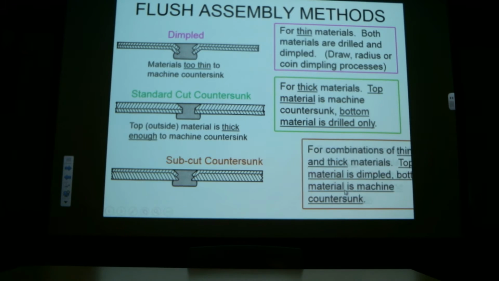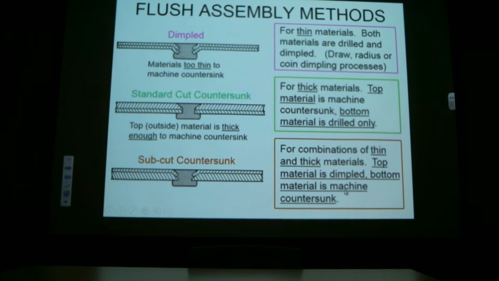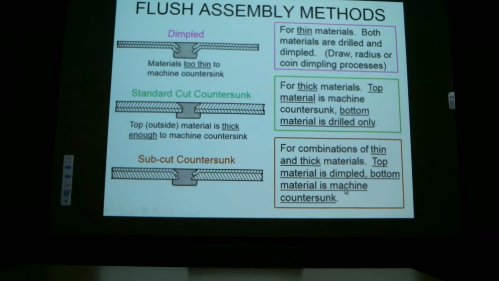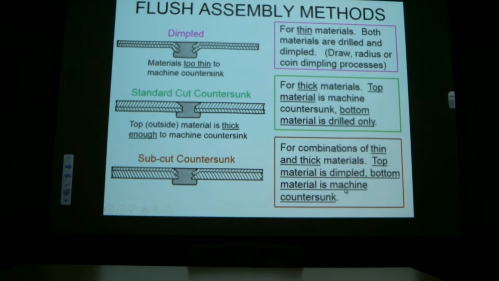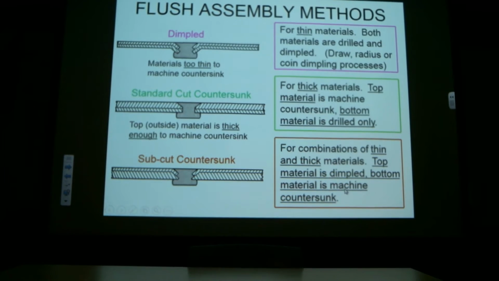What determines what method you're going to use for countersunk or flush riveting? Thickness of the material. Thin materials are usually dimpled. Thicker materials are usually countersunk. You're dealt cards in the deck that are combinations of thick and thin, so sometimes you have to subcut countersink. There's a lot of different ways to dimple. You can radius dimple, you can draw dimple. But again, usually thin materials.